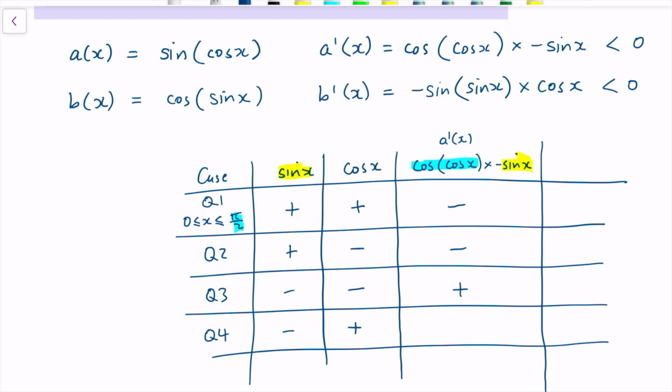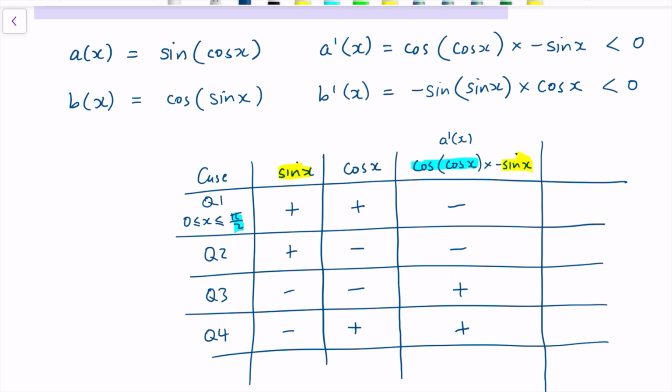And then lastly, this one here, cosine is positive in the fourth quadrant. So the inner part of the function, cosine of x, is going to return a positive number between 0 and 1. And then we take the cosine of it again and we get a positive. So we've got positive times negative sine. Sine's negative, so it's positive. Okay, so we end up with minus between quadrant 1 and quadrant 2.